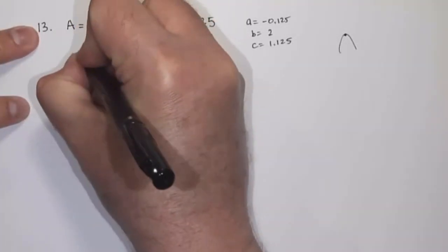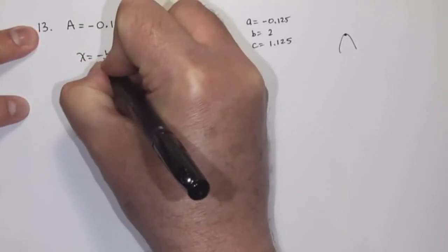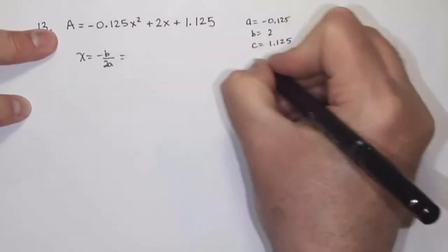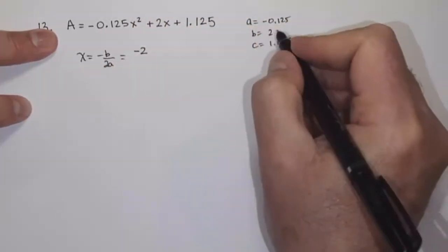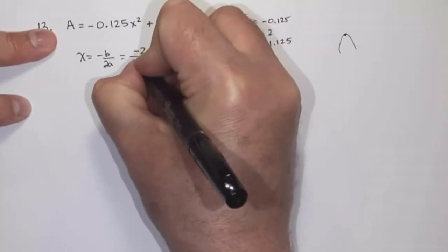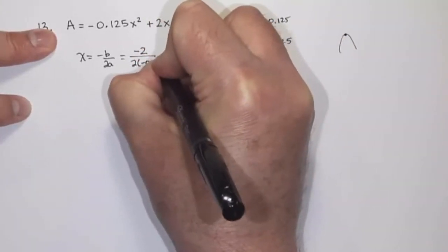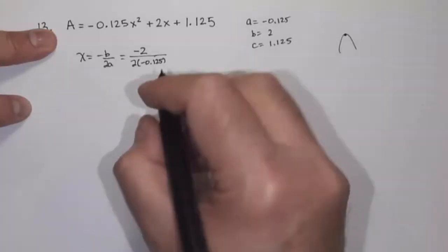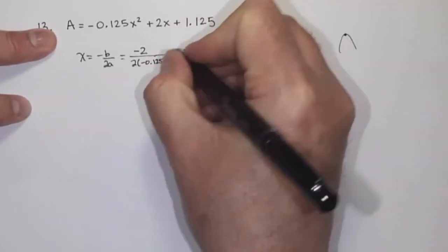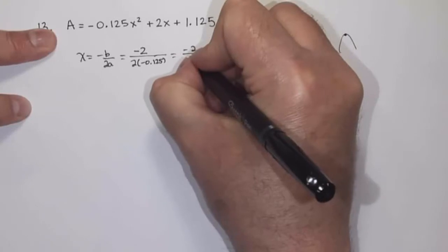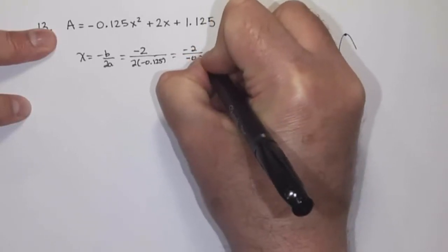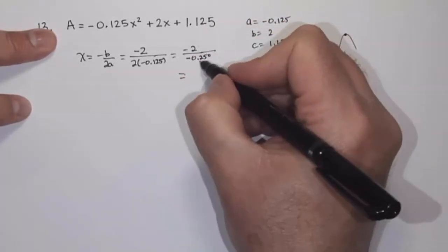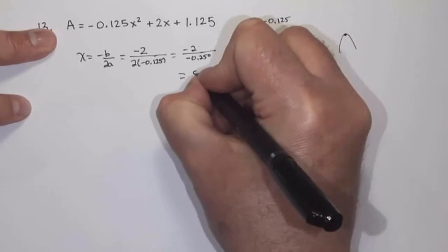The x-coordinate of the vertex, remember, is given by x equals negative b over 2a. So in this case, that's going to be negative 2, because b is 2, over 2 times negative 0.125, because a is negative 0.125. So we get negative 2 over 2 times negative 0.125, which is negative 0.250. And negative divided by negative is going to be positive. 2 divided by 0.250 is 8.